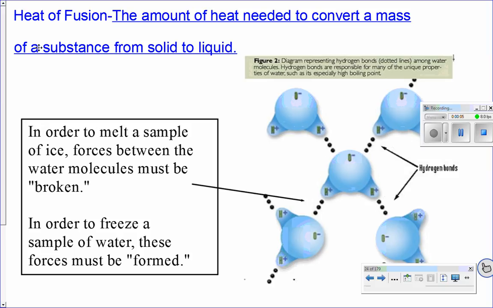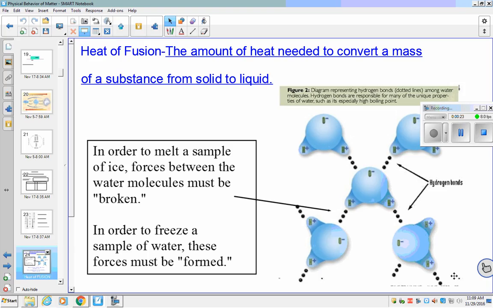Today we're going to talk about heat of fusion and heat of vaporization and how these affect phase changes, and some calculations that we're going to be doing with them that I like to refer to as Q calculations. Heat of fusion is the amount of heat needed to convert a mass of a substance from a solid to a liquid.